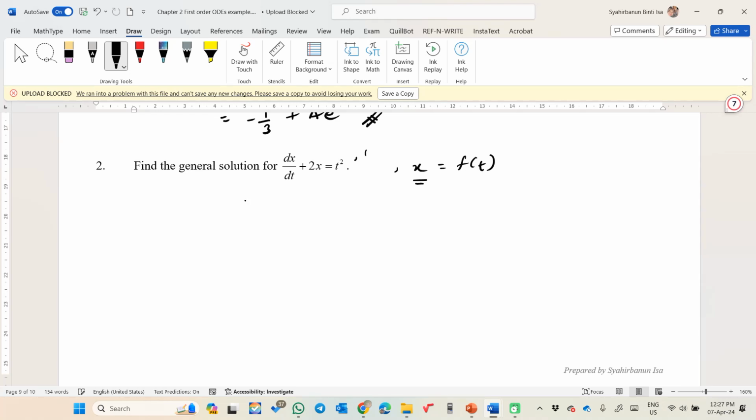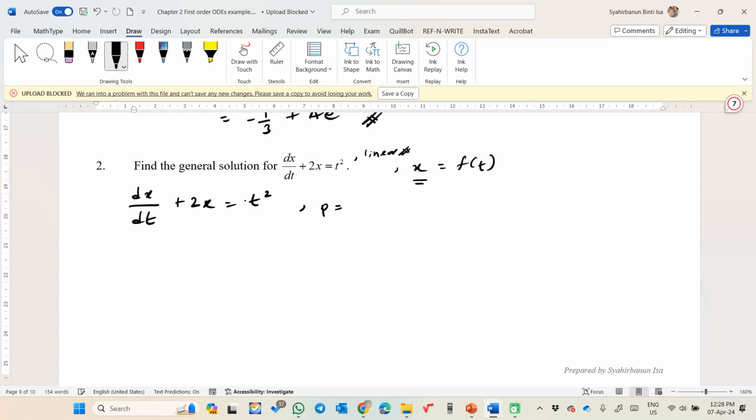So this is linear. When this is a linear equation, we can find the integrating factor. For this example, we don't need to rewrite in the general form, because the differential equation is already in the form that we want. So we have dx over dt power of 1, but the coefficient is 1. Then we have the x here. So it is in the correct form.